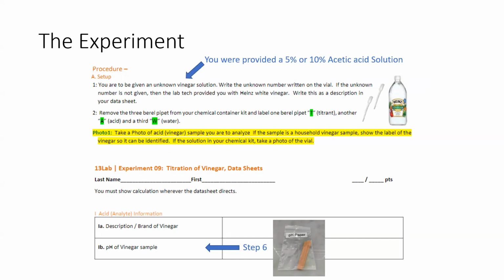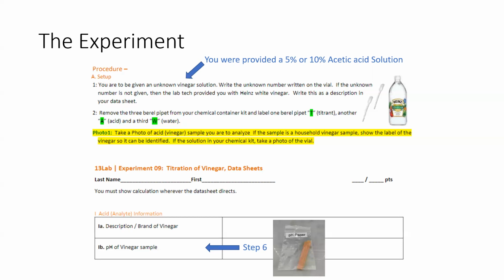So you're going to record that in the description here in the data sheet. So you're either just going to write a 5% acetic acid solution or a 10% acetic acid solution. And you're going to measure the pH of that solution using pH paper. Again, you can just take a drop of that solution and put it right onto the pH paper. Note the color according to the scale to determine an approximate pH of the solution.